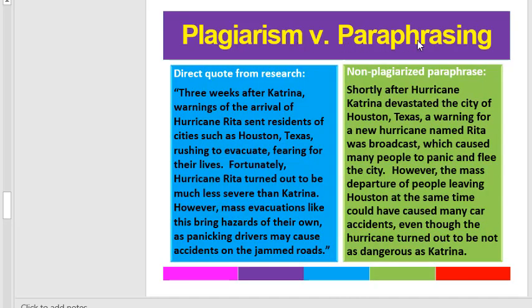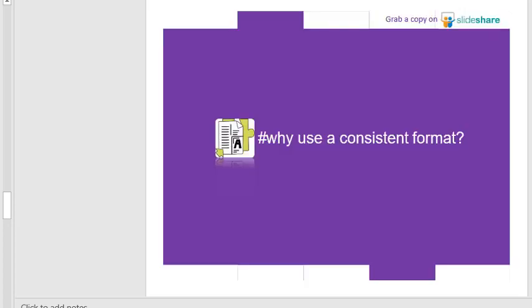Now the second example of plagiarism versus paraphrasing is this one. You can study it on your own. The direct quote from the research is this: three weeks after Katrina, warnings of the arrival of Hurricane Rita sent residents of cities such as Houston, Texas rushing to evacuate. This direct quote, if you use it, is plagiarism, and that is the paraphrasing, the non-plagiarized paraphrase. So you should avoid plagiarism in your research paper.